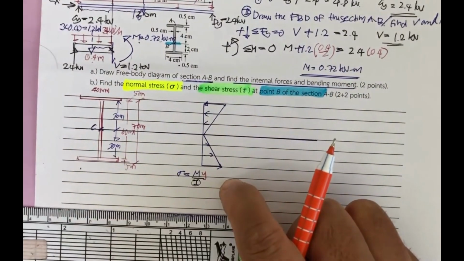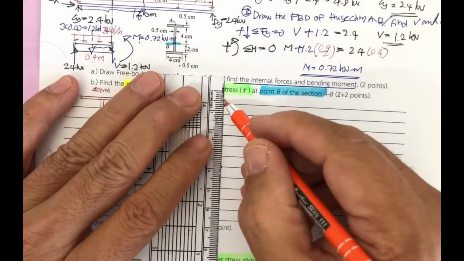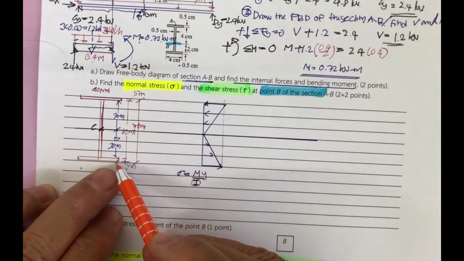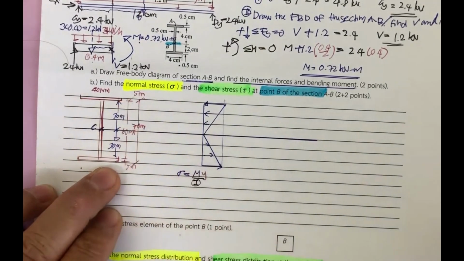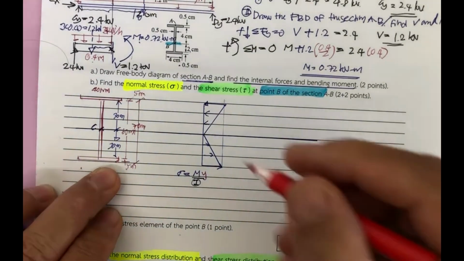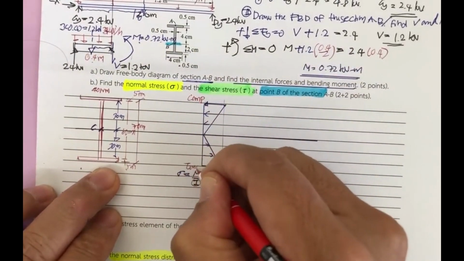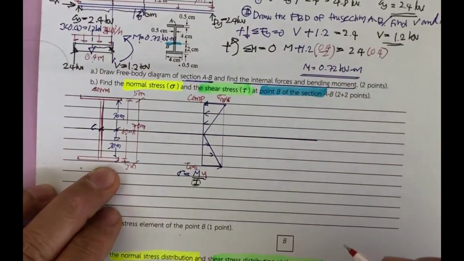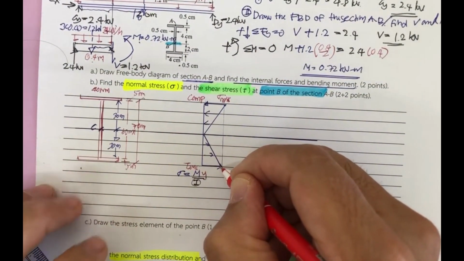It has a linear relation. What we have is the stress on the top and the stress on the bottom, and they must be equal because the distance is 35 millimeter and the distance is 35 millimeter. This is going to be in compression, this is going to be in tension, this is going to have maximum compression, and this is going to have maximum tension.